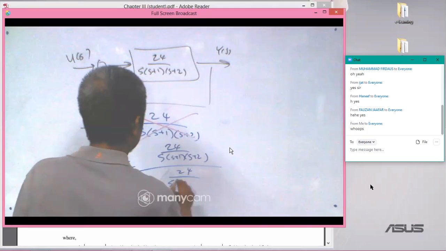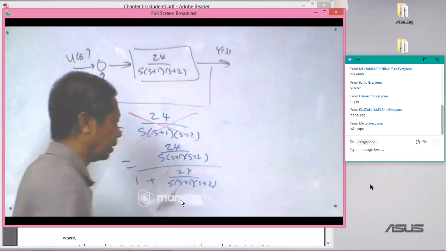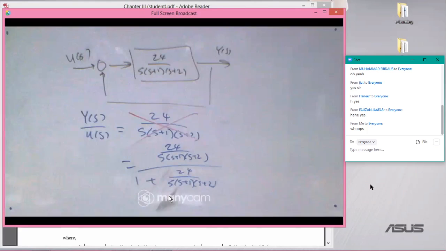There. This is G divided by 1 plus GH. This is the overall transfer function. And the characteristic equation is the denominator. The denominator equal to 0, then you get the characteristic equation, not just this s plus 1, s plus 2 equals 0. That's not the characteristic equation. So don't make that mistake. You don't want to make that mistake.